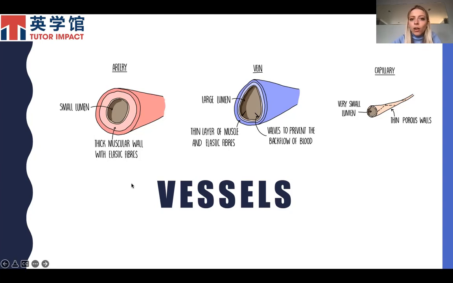As you can see, the arteries and veins have very different characteristics because they carry out different jobs. The final vessel we'll look at is the capillaries. The capillaries are what connect arteries and veins, so they go between the two.